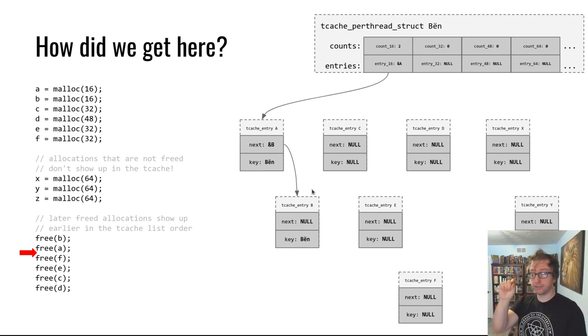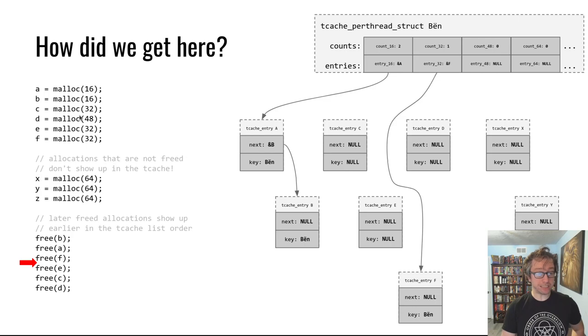There's one forward pointer. A doubly linked list would also have B pointing back to A. Instead, this is a singly linked list, and then they all point to the pthread struct. All right, what happens when we free F?